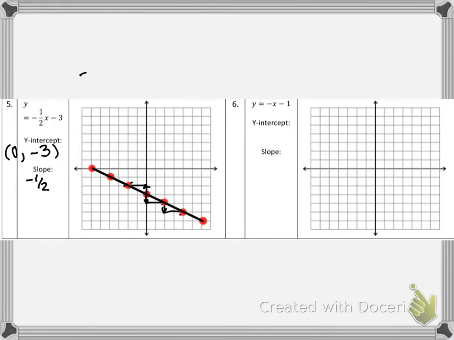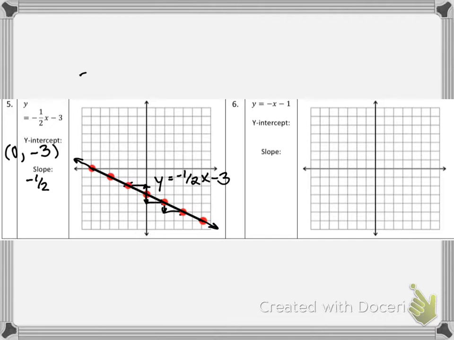Then at the end, remember, we connect all of these points in a straight line and draw our arrows. And then again, it's a good practice to get in the habit of labeling our graph. So this is the graph of the line y equals negative 1/2 x minus 3.